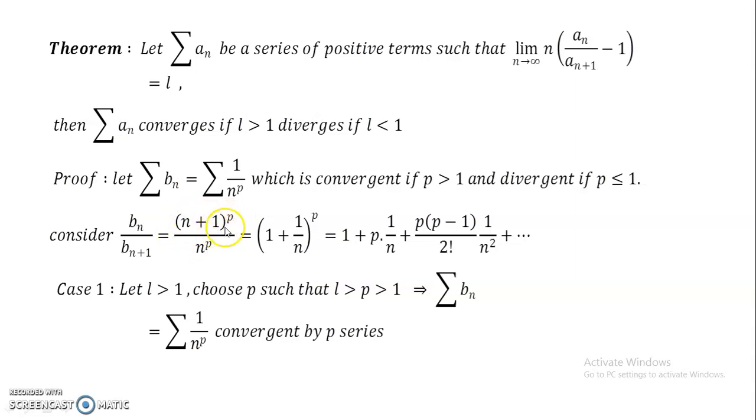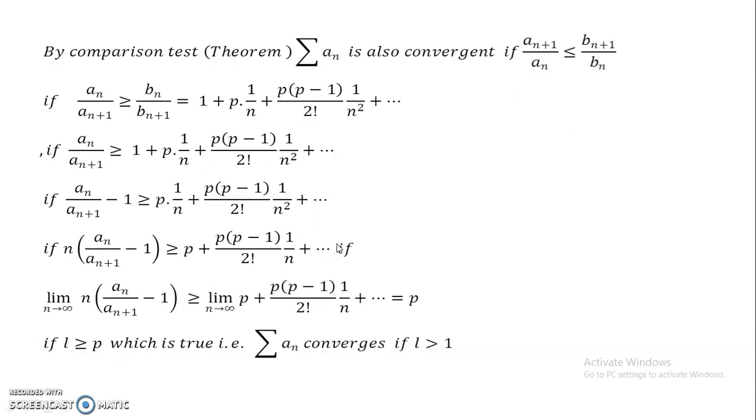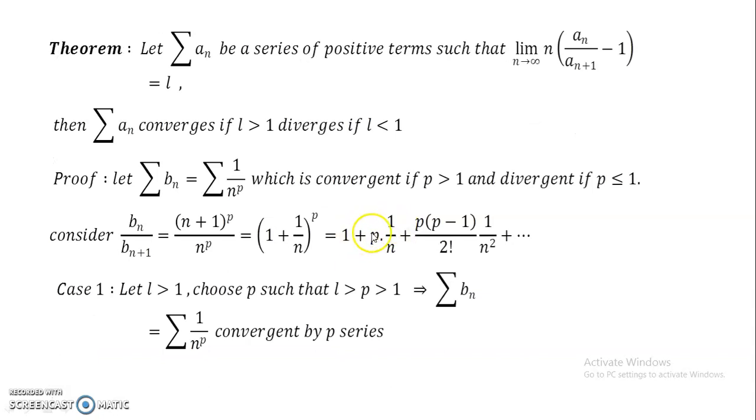By this ratio, taking nᵖ as common, which gets cancelled, this remains (1 plus 1 by n)ᵖ. By expanding this, (1 plus 1 by n)ᵖ, by the binomial theorem, is 1 plus p into 1 by n plus p(p minus 1) by 2 factorial into 1 by n squared plus, and so on.